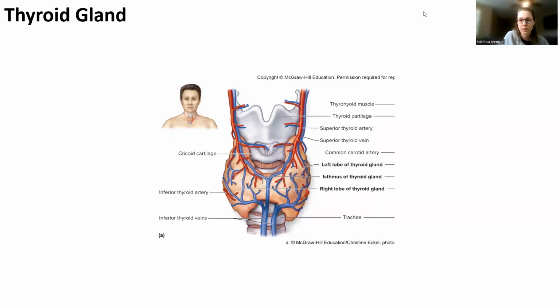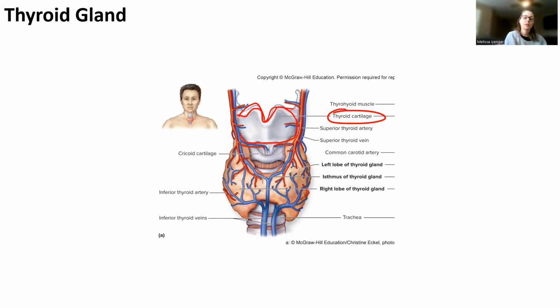All right, next, on to the next gland here. So let's go through the thyroid gland. The thyroid gland is anterior to the trachea, just inferior to the thyroid cartilage right here, right? This big shield, remember, is the thyroid cartilage. It's part of the larynx.